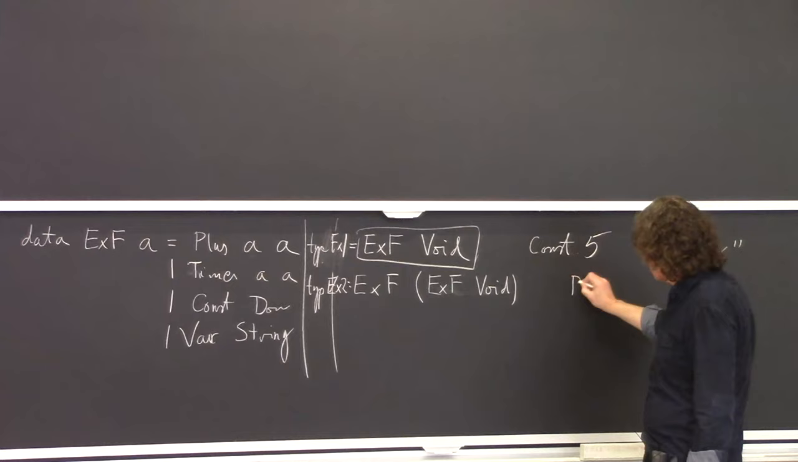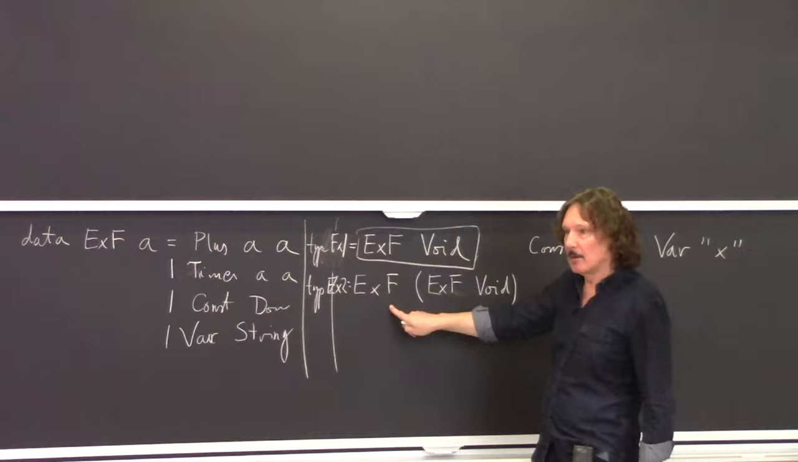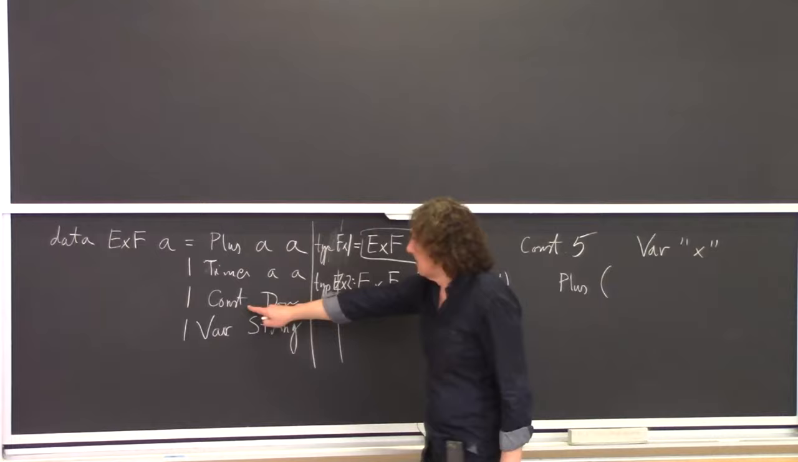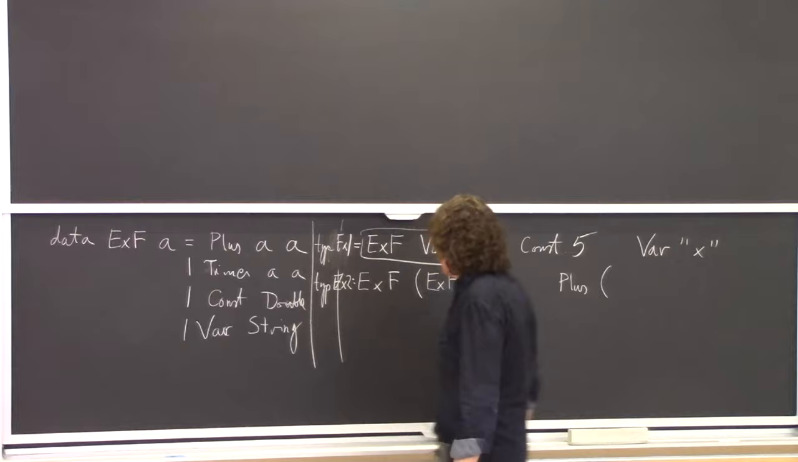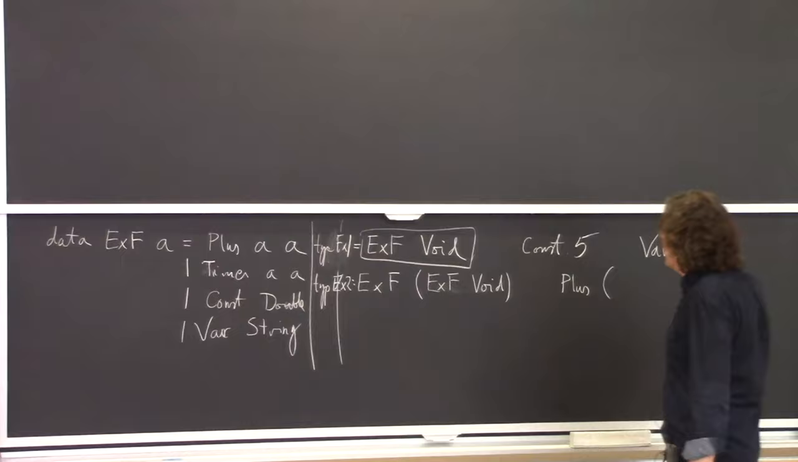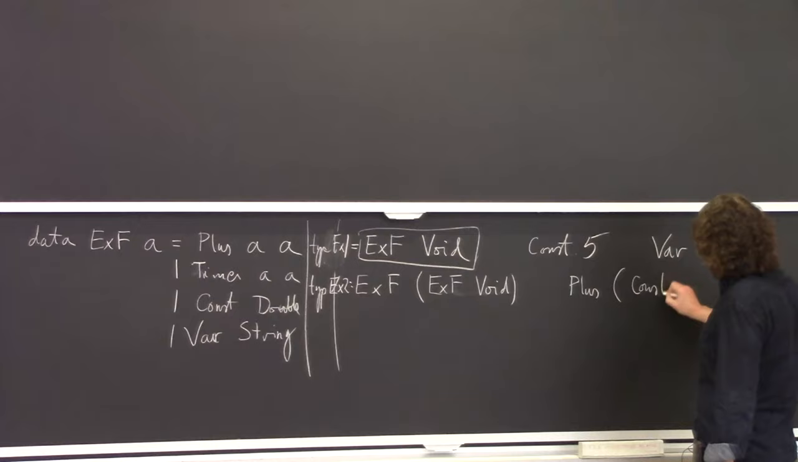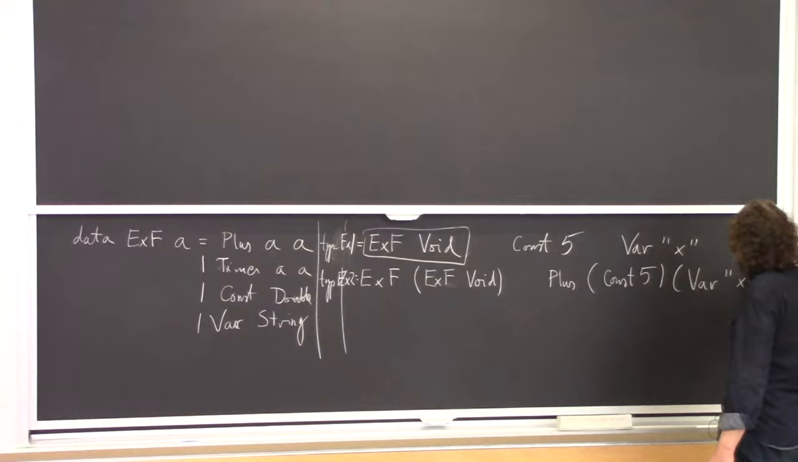How do you construct those terms? The const 5, the leaves are easy to construct. I don't need the void. Here I can construct finally plus. I can say plus const 5 and var x. And it actually works. I tested it.